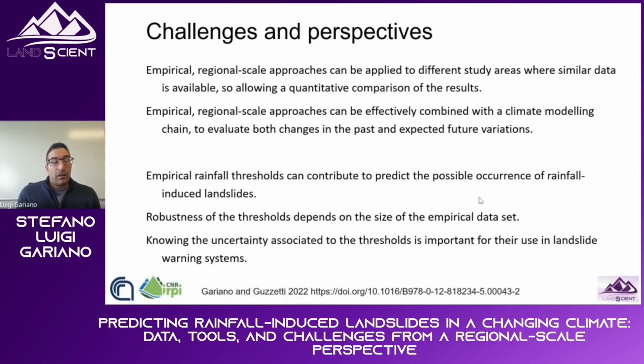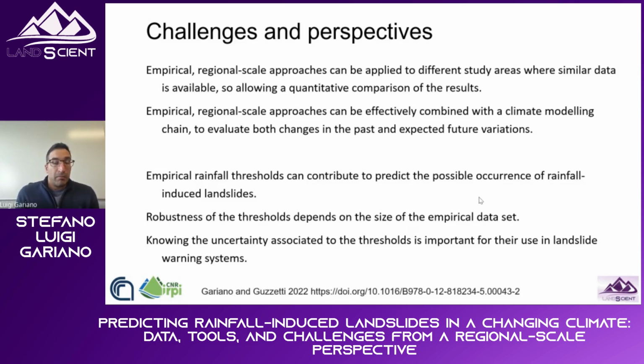This tool, empirical thresholds, can be considered a simple model, but it needs a rigorous and objective and reproducible theoretical basis and an accurate data set to be defined. And I think it is a very useful tool to predict rainfall-induced landslide. For sure, the robustness of the thresholds depends on the empirical data set, and the robustness of the threshold should be evaluated by means of a validation against an independent data set.